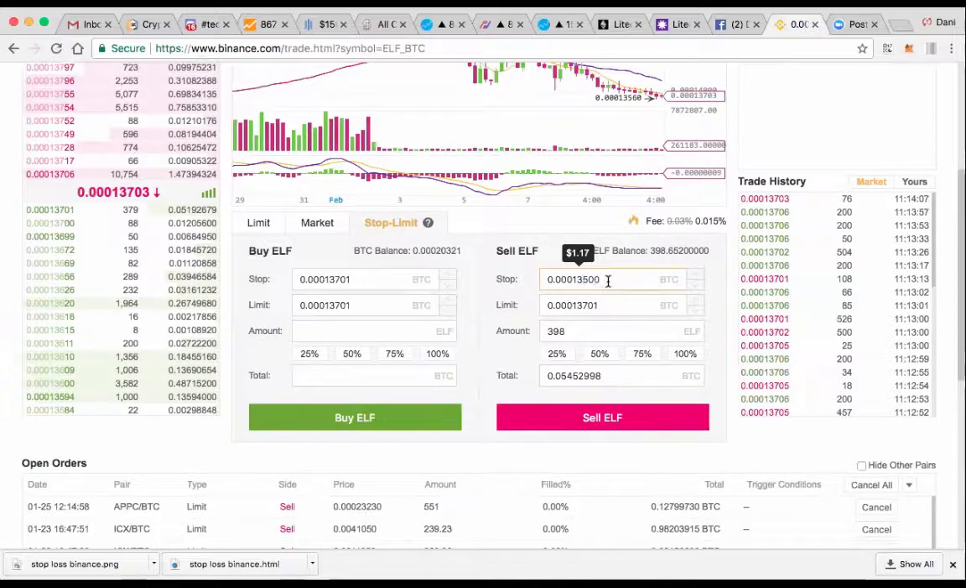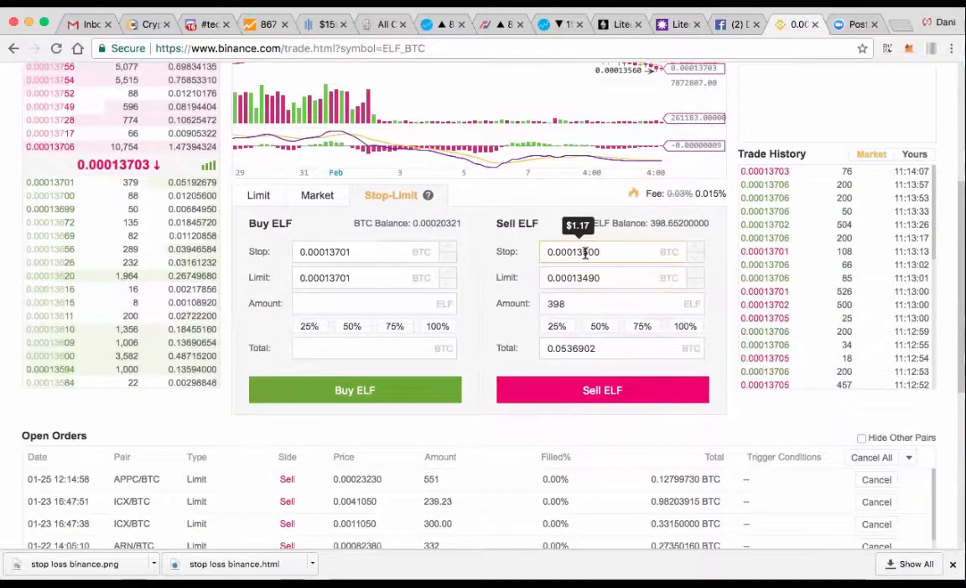Okay. So stop is the trigger, limit is the sell. So what I'm saying is when the market hits 13,500, sell my ELF for 13,490. Okay. So what it'll do is it will place a sell order as soon as it hits 13,500. This sell for 398.65 ELF will go on the books at 13,490 and will be filled when it hits that. Okay, that's how you set a stop limit.